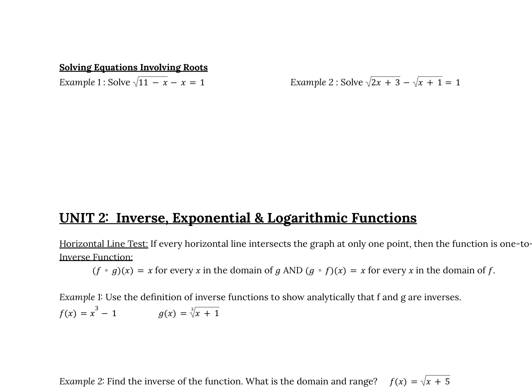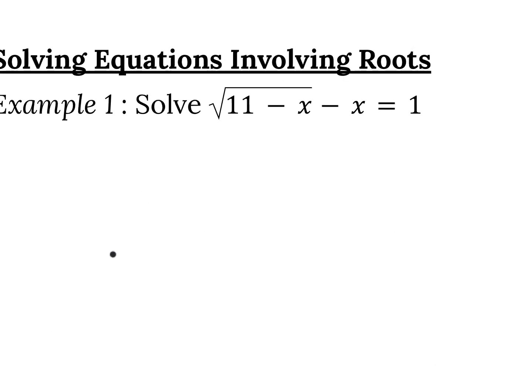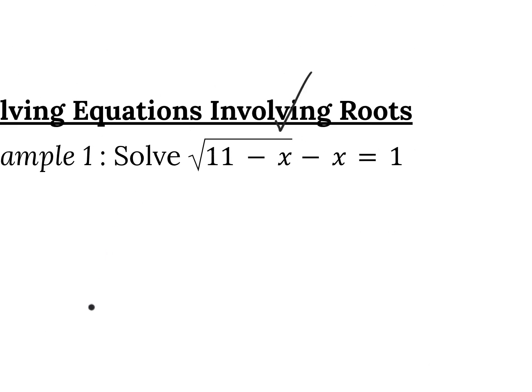Next one here, we are solving equations with roots, okay? So again, we still need to remember that if we have square roots, there are some restrictions on our domain. So like for the first one here, if I'm looking at the square root of 11 minus x, this has to be greater than or equal to 0. Okay, so my answers for x actually have to be less than or equal to 11 in order for them to be true. Okay, otherwise we will have to omit those solutions.